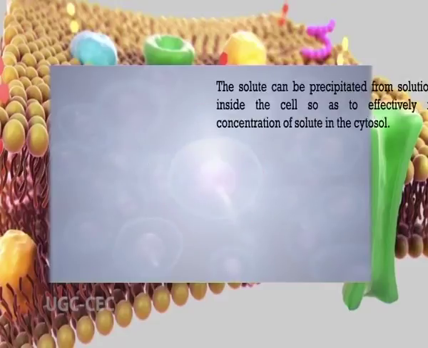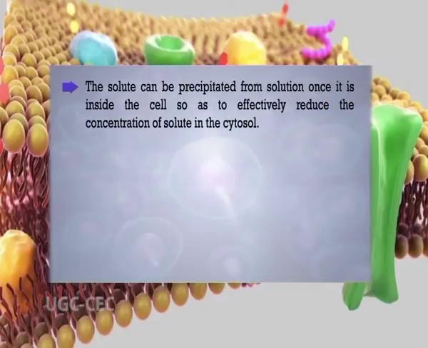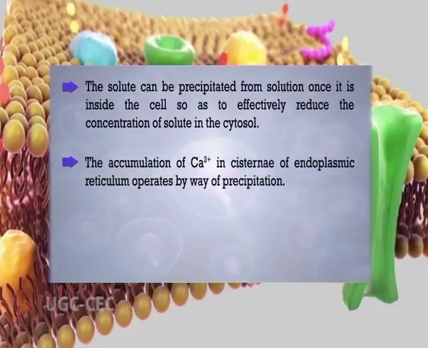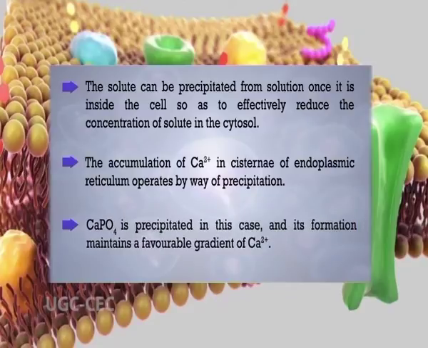Number 1. The solute can be precipitated from solution once it is inside the cell so as to effectively reduce the concentration of the solute in the cytosol. The accumulation of calcium ions in the cisternae of endoplasmic reticulum operates by way of precipitation. Calcium phosphate is the precipitate in this case, and its formation maintains a favorable gradient of calcium ions.